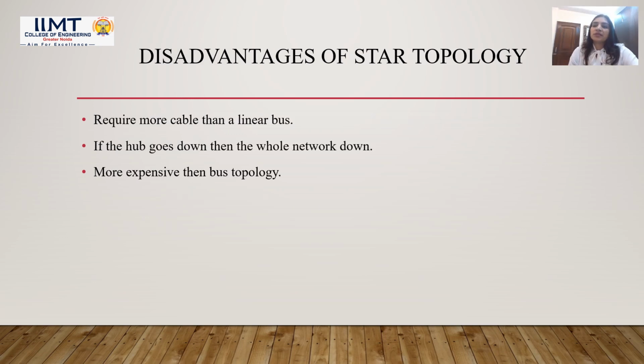Now we'll discuss some disadvantages of star topology. First one is it requires more cables than the bus topology. Next one is, in case the central hub breaks down, then all the connected nodes will not be able to communicate with each other. Next is more expensive than the bus topology.